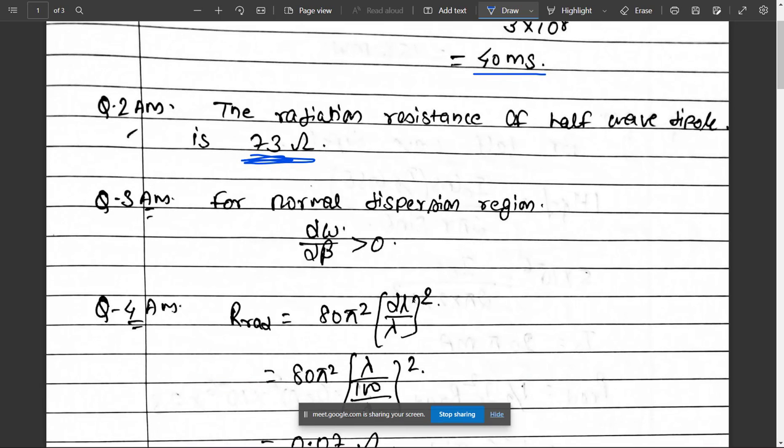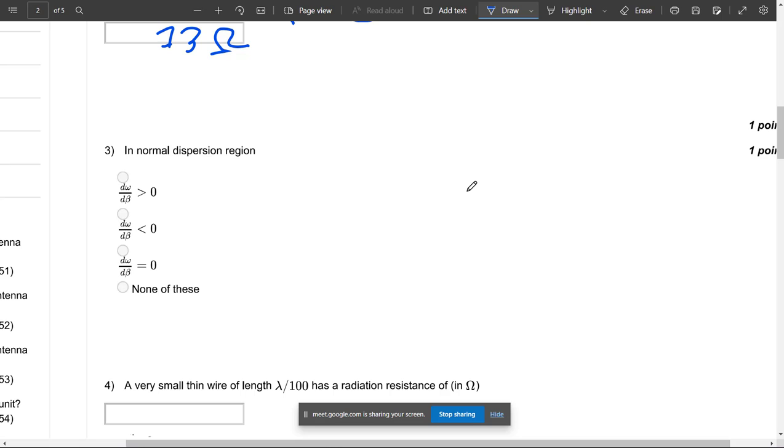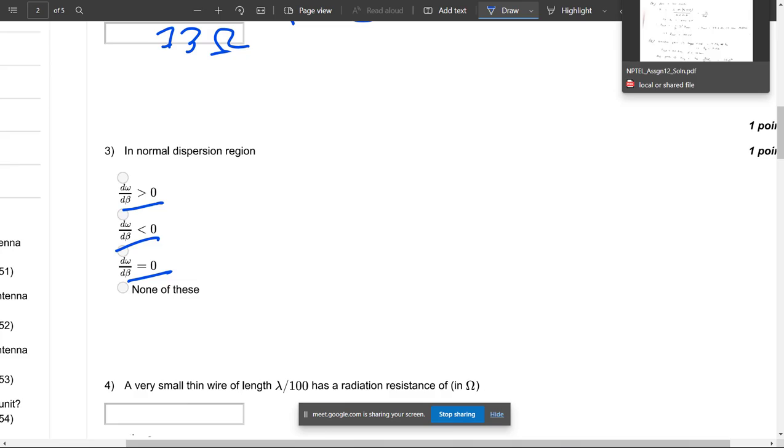Okay, so let's go for the third question. In the normal dispersion region, d omega by d beta is greater than 0, d omega by d beta is less than 0, or d omega by d beta is 0, none of these. So what will be the condition for the normal dispersion region? What will be the relationship for d omega by d beta? Try.